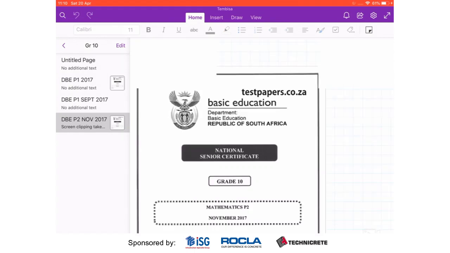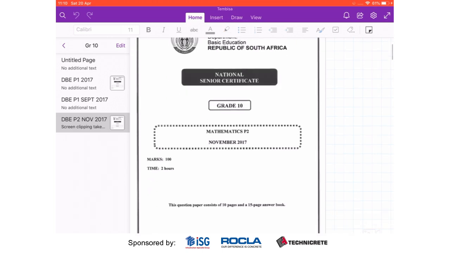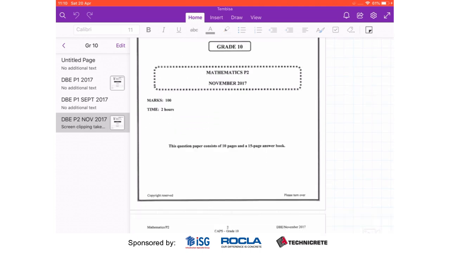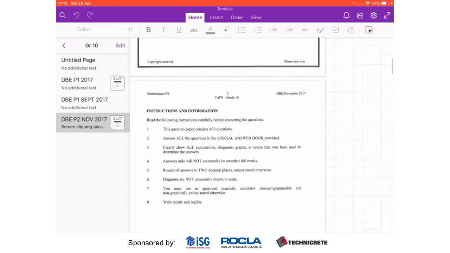Today we will be looking at November 2017 paper 2. It's a government paper. We have previously looked at paper 1, so now we're going to go through paper 2, and this includes statistics, it includes geometry, surface area and volume, analytical geometry, and trig.